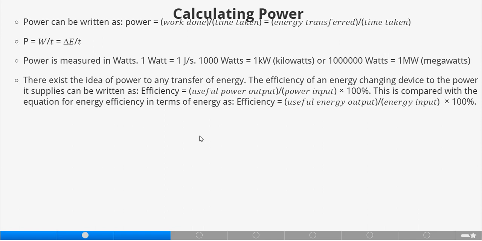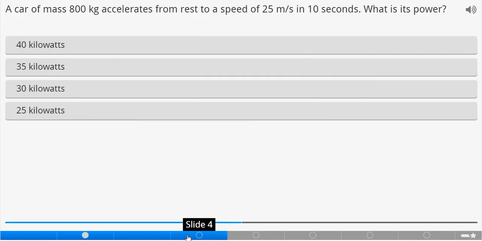There exists the idea of power for any transfer of energy. The efficiency of an energy changing device in terms of the power it supplies can be written as: efficiency is equal to useful power output divided by power input multiplied by 100%. This is compared with the equation for energy efficiency in terms of what? Energy. Efficiency is equal to useful energy output divided by energy input multiplied by 100%. So we have to deal with this activity. Alright? So let's start now.